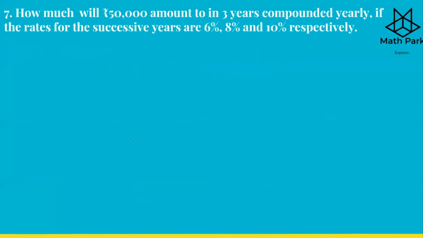Moving to question number 7. How much money will rupees 50,000 amount to in 3 years compounded yearly if the rates for the successive years are 6%, 8%, and 10% respectively? So we first find for the first year. For the first year, your principal is equal to rupees 50,000. The rate is equal to 6%. The time is 1 year.